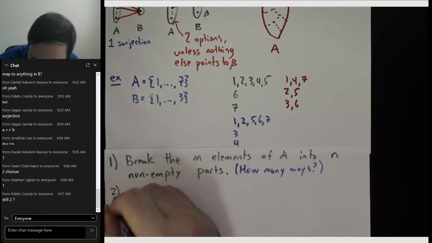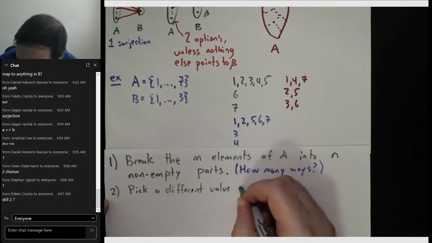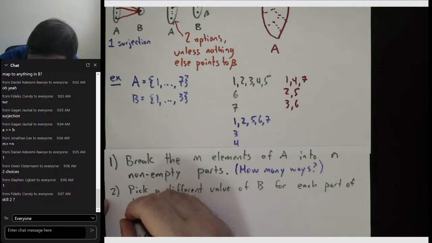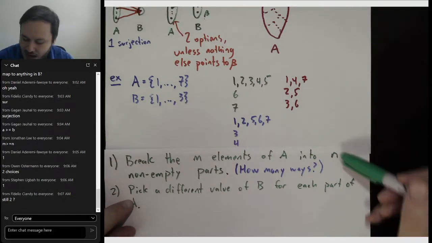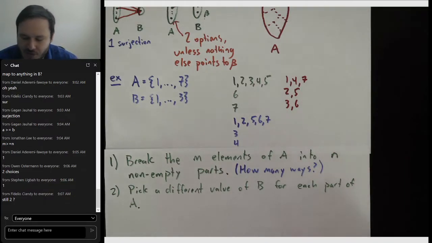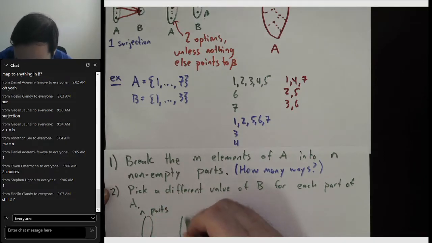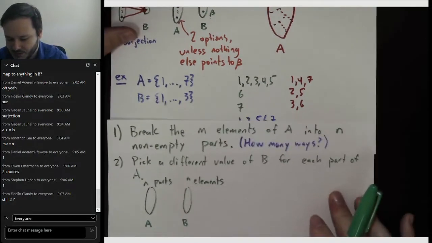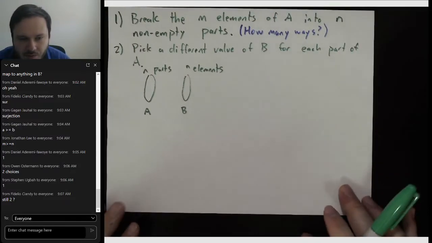My second step is pick a different value of B for each part of A. And this at least I know how to do. I have n parts and n elements of B. How do I pick a different element of B for each part of A? So over here, I have n parts. And over here, I have n elements. How many ways can I match those up? How many ways are there to do step 2?